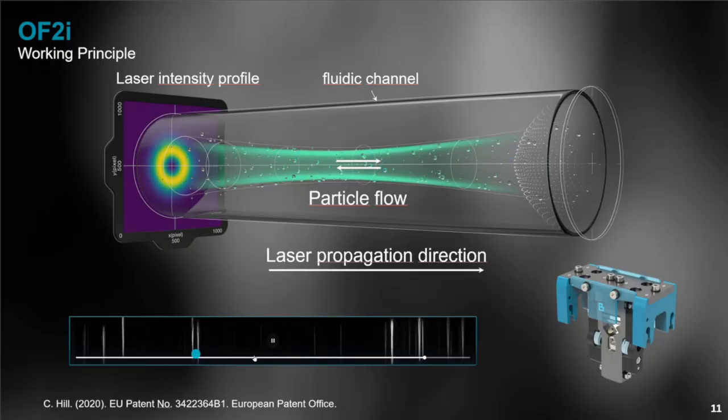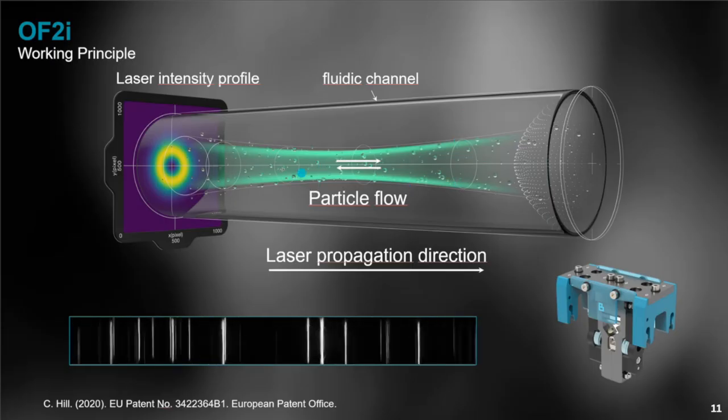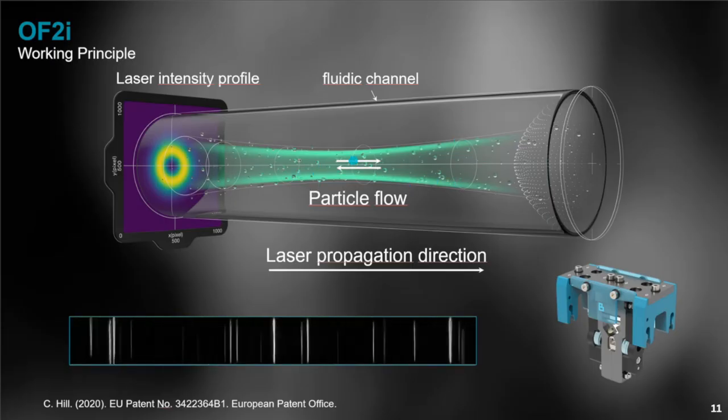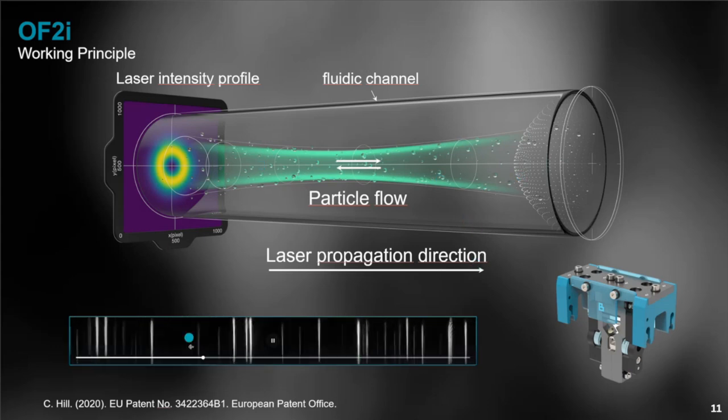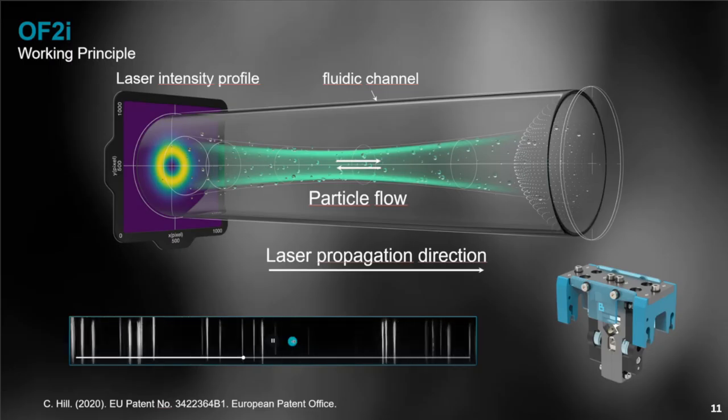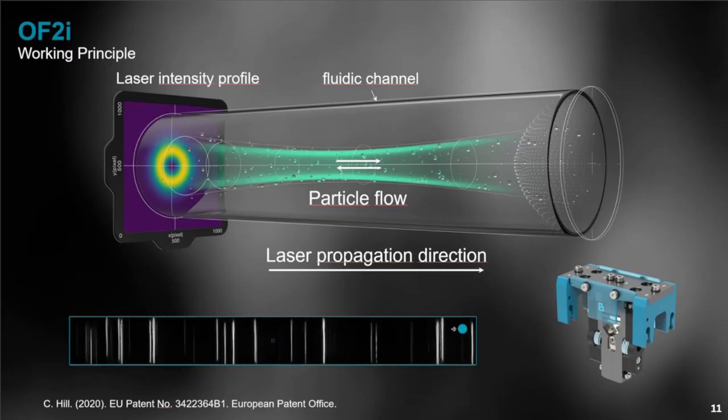And this is where we get the information from. So you have the particle flow. It can be in both directions. When it's with the laser propagation, particles like here really start to accelerate. And when they're against, they start to decelerate.